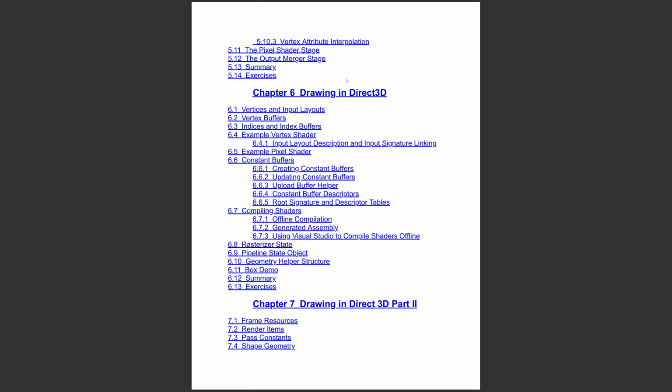And we have chapter 6 on drawing in Direct3D, in which we're going to be covering, I guess, in more detail vertices and input layouts, vertex buffers. We have indices and index buffers. An example of a vertex shader with the input layout description and input signature linking.